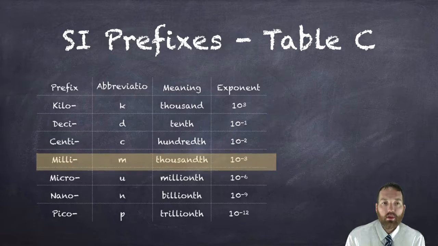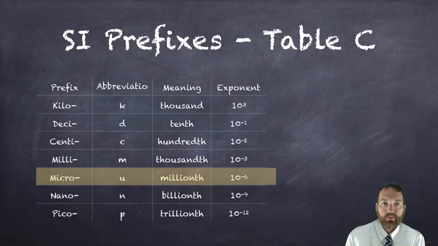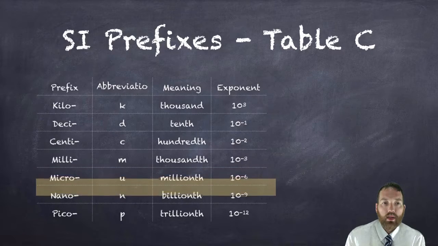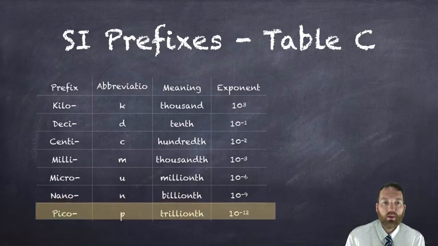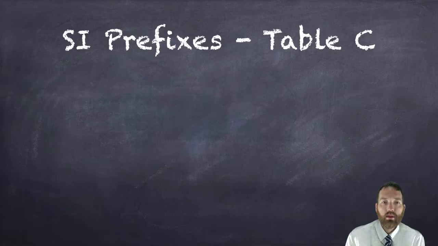Next we have micro. Now we're getting really small. The meaning is millionth, and it means 10 to the minus 6. Next is nano for billionth, and that's 10 to the minus 9. And last is pico, which means trillionth.